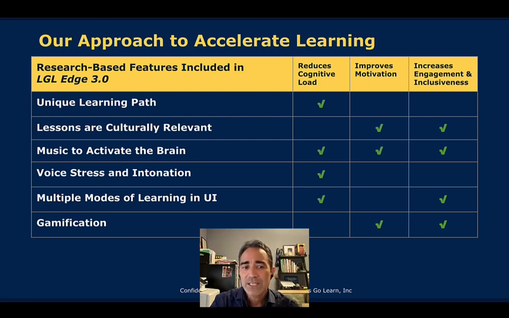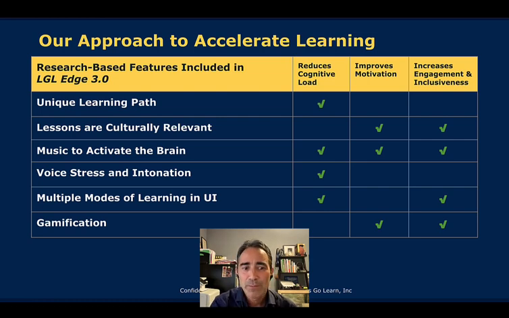The next thing is voice, stress, and intonation. So when our author is talking about a lesson, they change their voice up and down. It emphasizes certain things. This is really important, again, to reduce cognitive load. When you need to emphasize rise over run, right? It helps you understand rise over run. Again, intonation does that. And so that's a very important thing in all of our lessons. The author has really, really great intonation, and it keeps them excited.